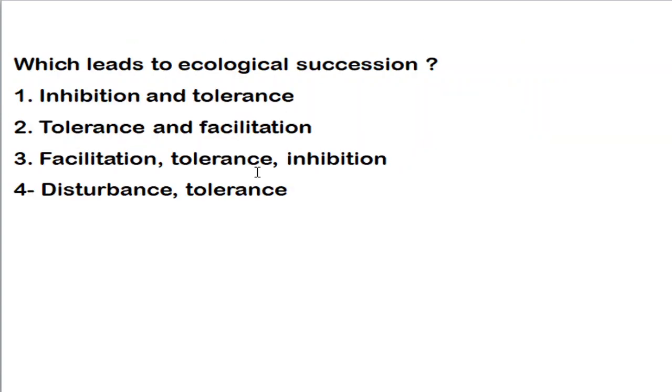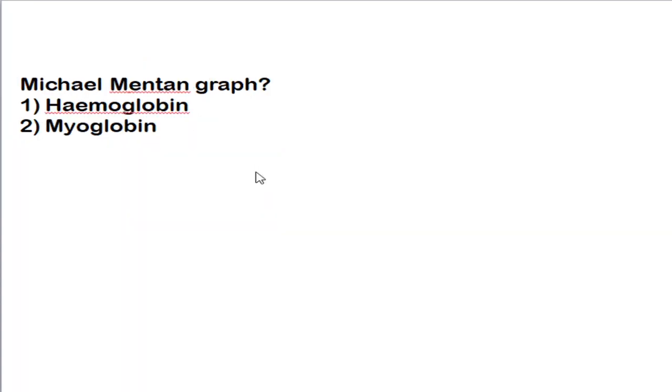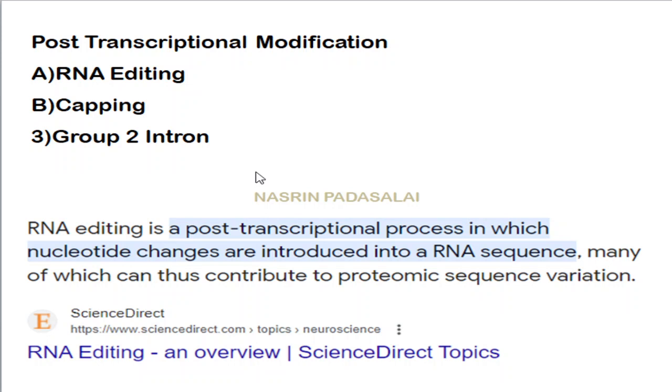Which leads to ecological succession. Facilitation, tolerance, inhibition are the three models of ecological succession. We didn't get a clear question, so we can't tell the correct answer. Next, there was a question regarding Michaelis-Menten's equation, but I wasn't able to get the entire question.